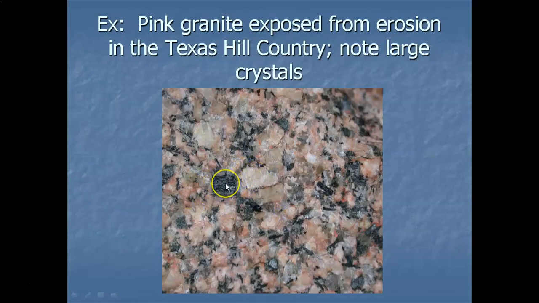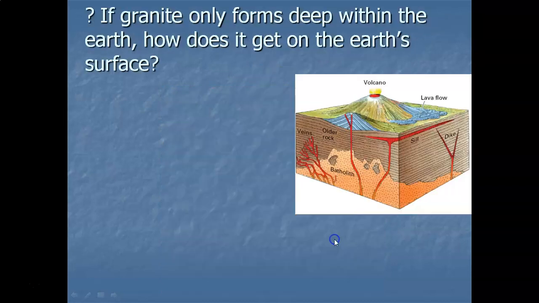There are so many beautiful types of granite, but I just wanted to show you one that's close by in the Texas Hill Country. If you ever go near Austin, you're going to see granite, and it's pink granite. This is a nice example. You can see the large crystal grains here, exposed from erosion in the Texas Hill Country.